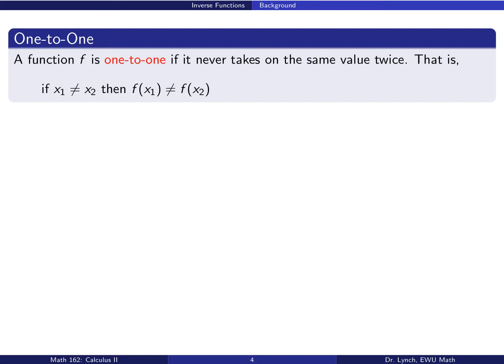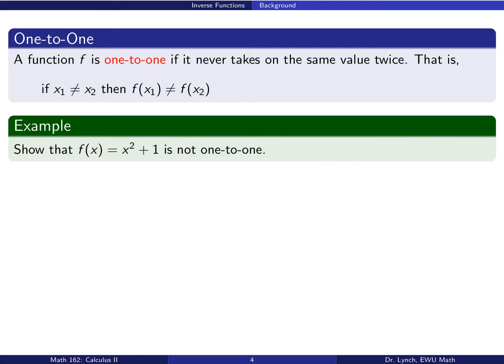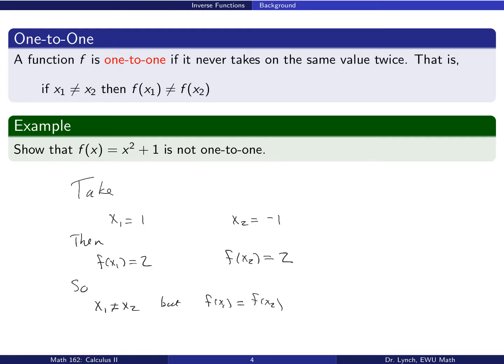So here's an example of a function that is not one-to-one. We can quickly show that this function is not one-to-one, f of x equals x squared plus 1, by choosing two values that are different and plugging them into the function and showing that we get the same value. So here we see with x1 equal to 1 and x2 equal to minus 1, the function values at x1 and x2 are the same, right? When you plug those in, you get 2. So x1 and x2 are different, but f of x1 is equal to f of x2.